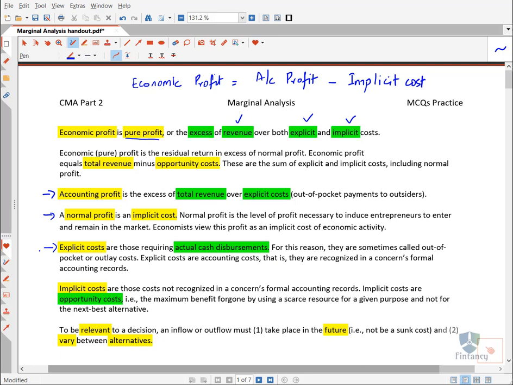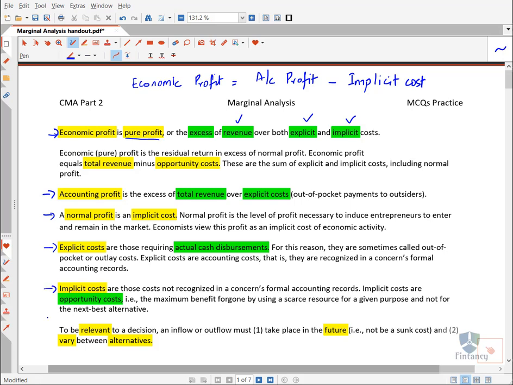Examiner can ask you, what is implicit cost? That is also called normal profit. What is normal profit? It is also called implicit cost. Similarly, examiner can ask you, what is pure profit? Pure profit is also called economic profit. Getting it? Like I have written here for you. So you need to remember all these terminologies. Now let us see what is implicit cost. So implicit cost is opportunity cost. See here, I have written for you.